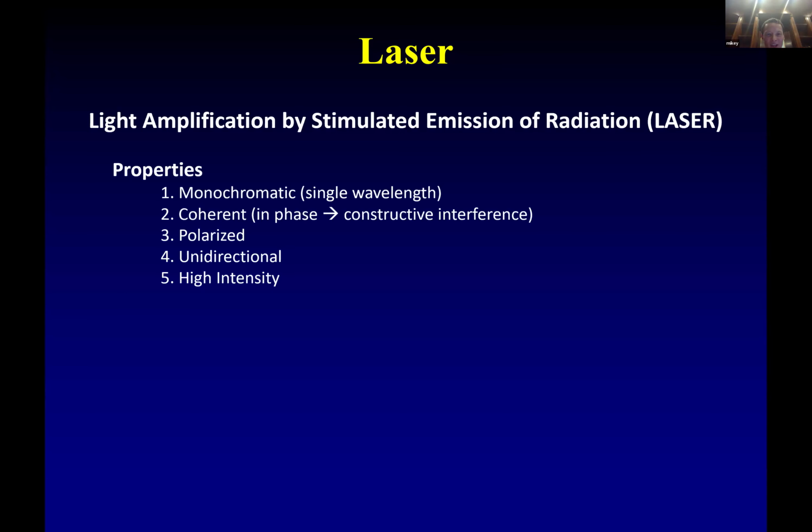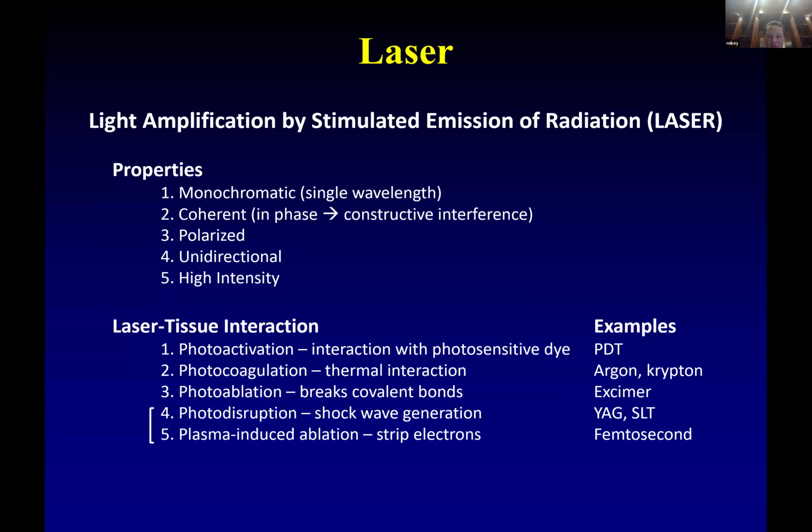There are five properties of laser light, and I think of them as two that a 5-year-old would know, and then three opticsy principles. If you asked a 5-year-old what a laser is, they'd say it's super powerful and it goes straight in a direction. So that's high intensity, unidirectional. The other three are the opticsy principles. It's monochromatic, so it's a single wavelength. It is coherent, or in phase, so there's constructive interference, and it's polarized. So unidirectional, high intensity, like you're shooting a laser gun, and then monochromatic, coherent, and polarized.